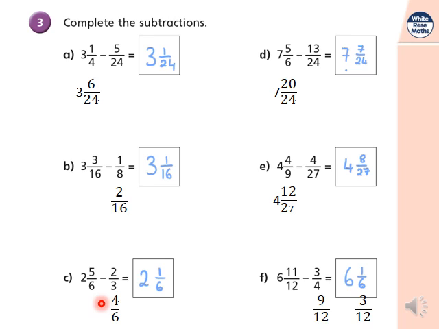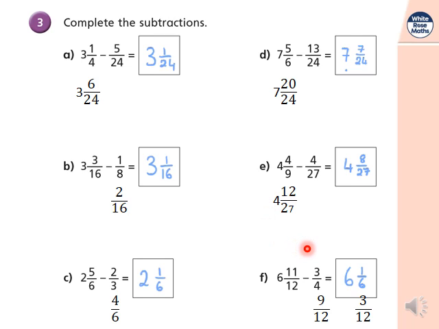And 2 and 5/6, take away 4/6 is 2 wholes and 1/6. For our question D, we'd have had to change the 5/6 in our 7 wholes and 5/6 to 20 24ths and calculate it that way. The same again, we changed our 4/9ths by multiplying by 3 to our 4 wholes and 12 27ths.